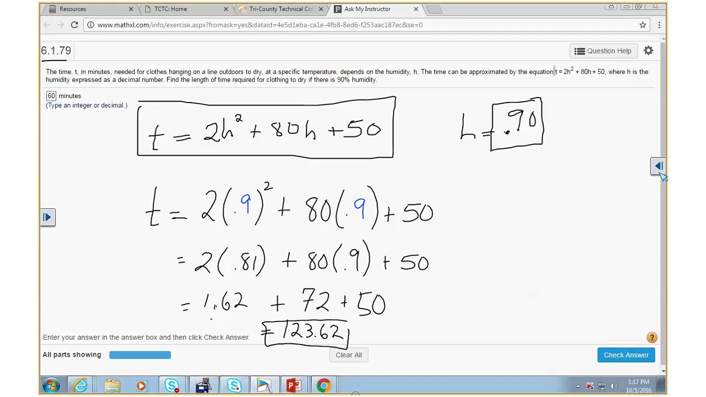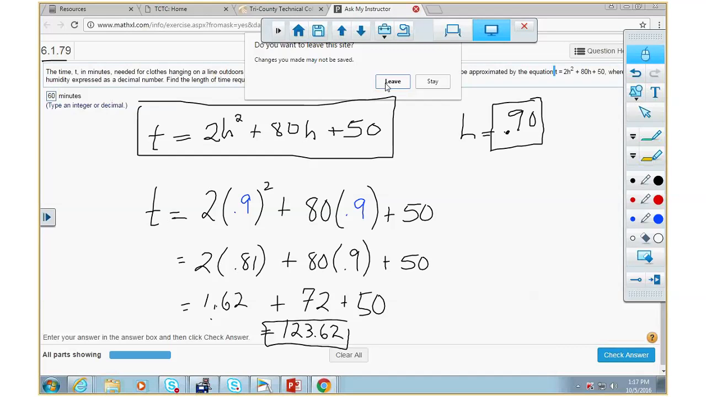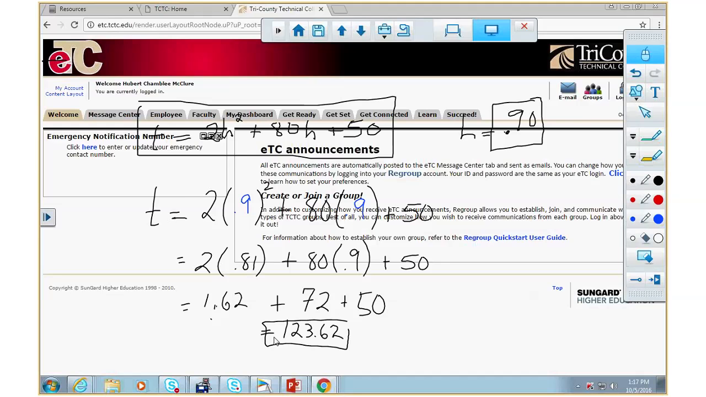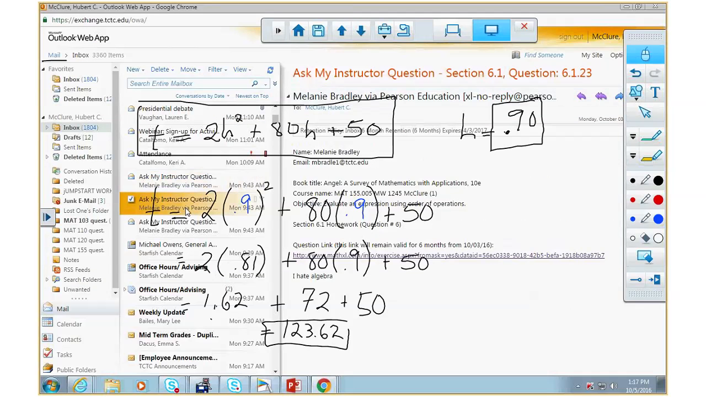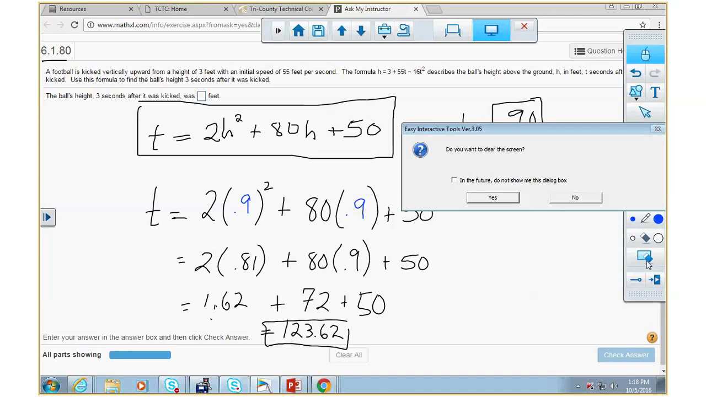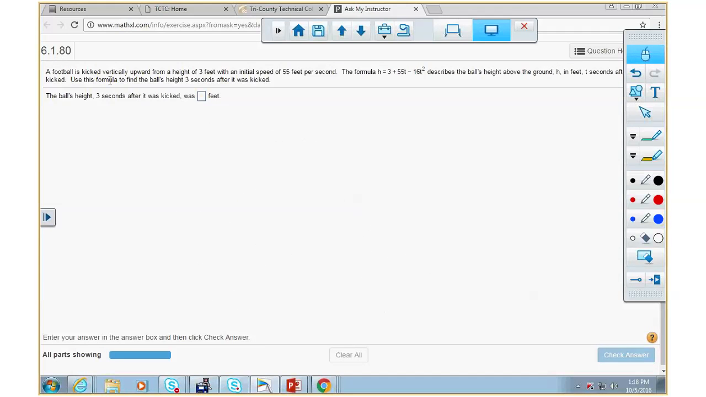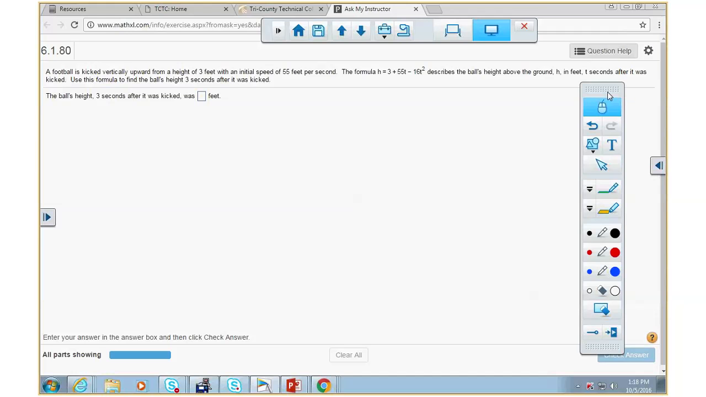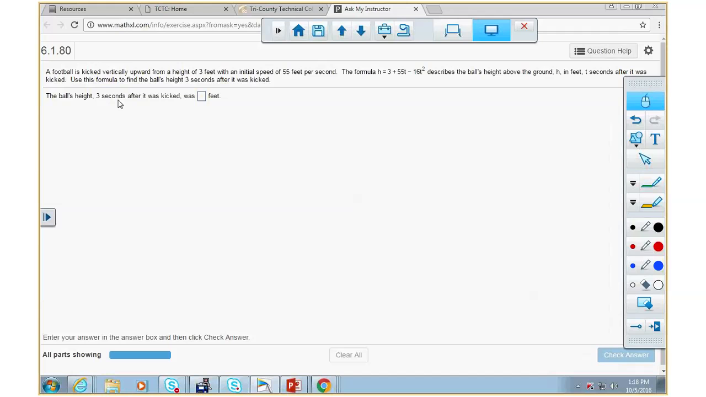Next question. This one is 6.1, number 16 in the online homework. A football is kicked vertically upward from a height of 3 feet with an initial speed of blah, blah, blah. Here is your formula. Describe the ball's height above the ground in T seconds after it was kicked. Use this formula to find the ball's height 3 seconds after it was kicked.